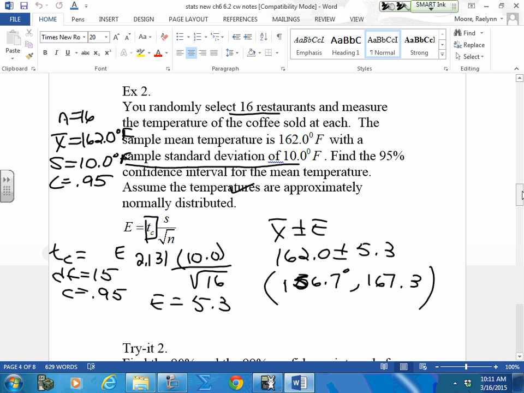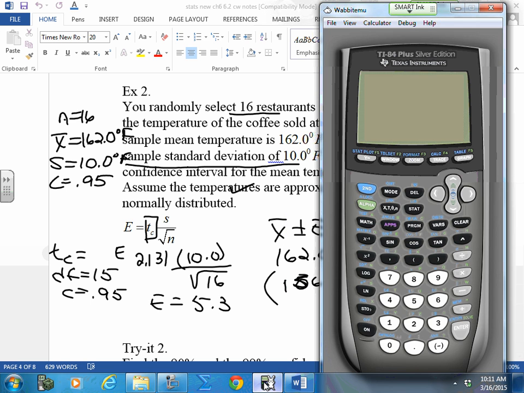Okay. Now, your calculator also does this. So if we go to your calculator, and we go to stats, and we come down over to test, you probably didn't see it because Z interval is the last one on the screen. But if you go past the Z, there's a T interval. We're doing a confidence interval with a TC. The rest is the same.